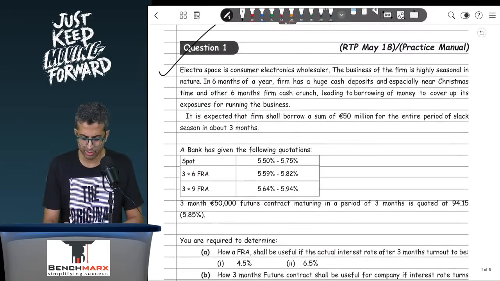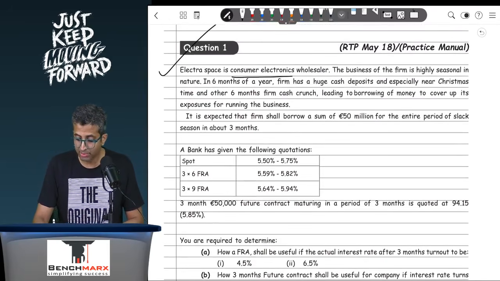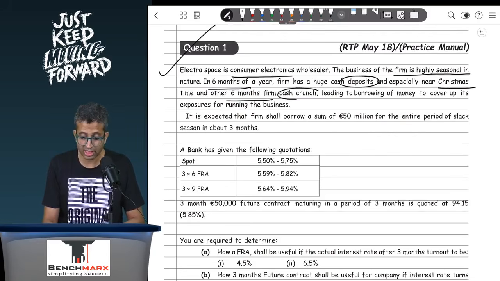Over here, Electrospace is a consumer electronics wholesaler. The business of the firm is highly seasonal in nature. In 6 months of the year, they have huge cash deposits and hence surplus money, especially near Christmas. And for the other 6 months, there's a cash crunch, in which case you will need to borrow money to cover its exposures.